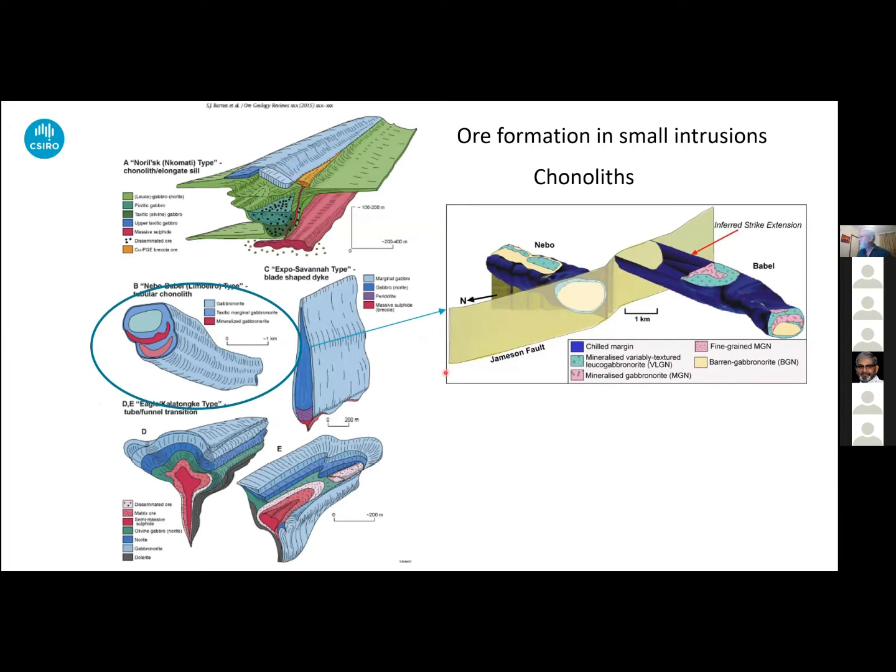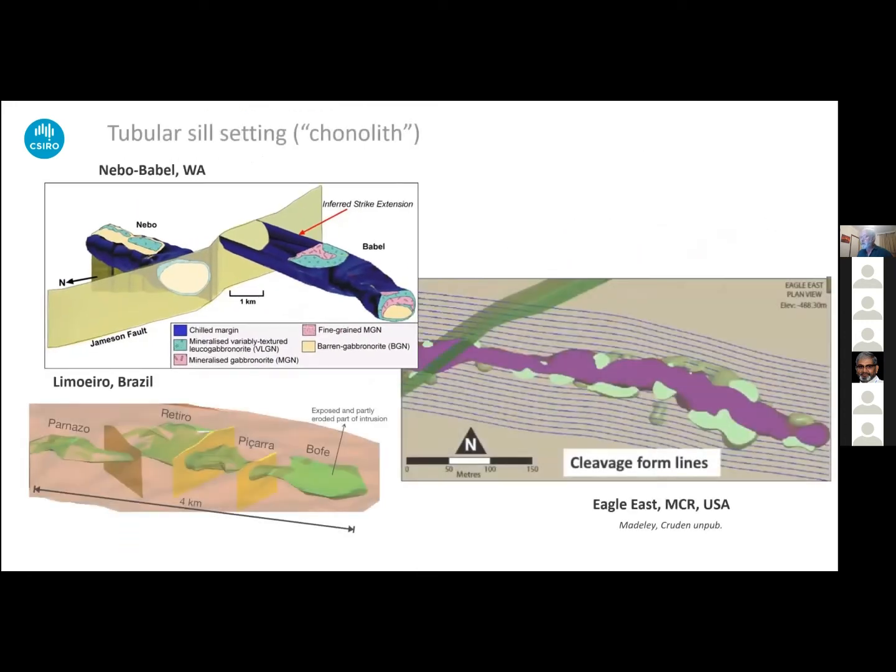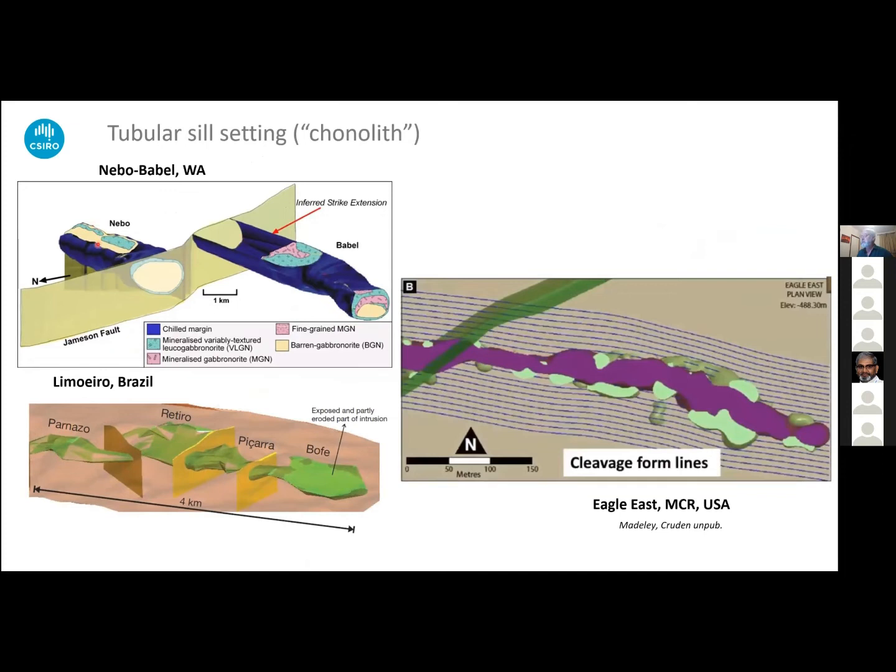I have been for several decades now. And the essential feature is that, as I showed, they're tube-shaped. Here's one of the first ones to really be recognized and drilled out. It's Nebo Babel. It's Limoeiro in Brazil. And this is Eagle East in the mid-continent in central USA. And these things have truly remarkable geometries.